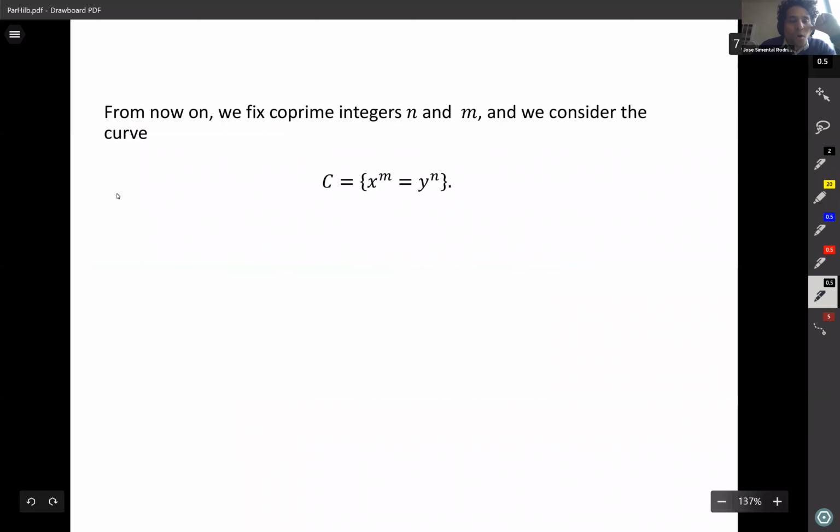I will, however, not go into nodal singularities. I will fix coprime integers m and n and consider the torus knot singularity C, which is given by the equation x to the m equals y to the n.